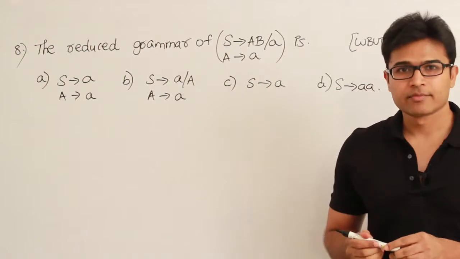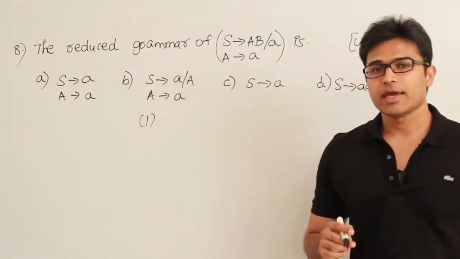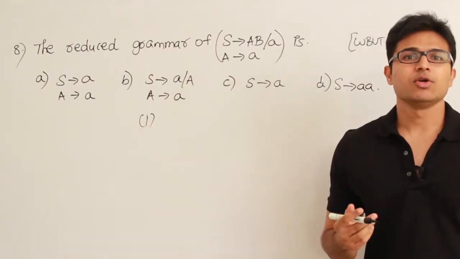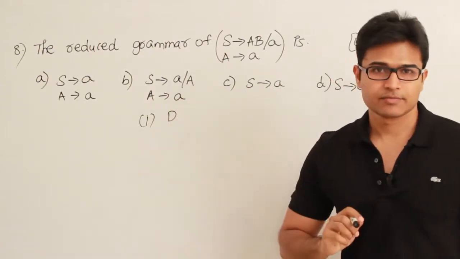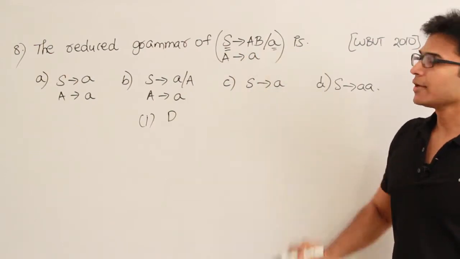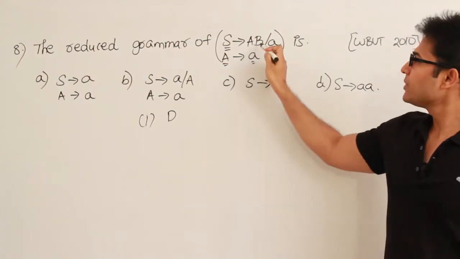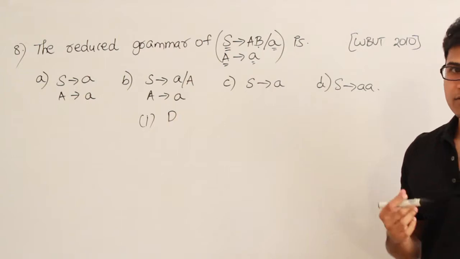The procedure is this. First thing is, you have to check that every variable present in the resulting grammar should be able to derive a string, which means you should check the derivability, right? For example, S is able to derive the string small a, and capital A is able to derive the string small a, but capital B is not able to derive anything, right? That is how you check the derivability.